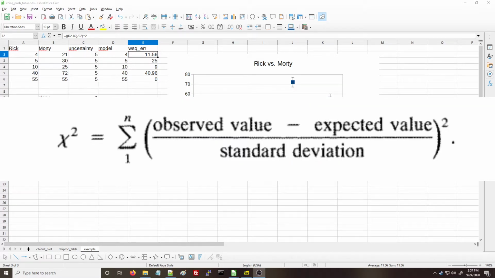This is the chi-square formula. Now, because we are dividing by the standard deviation or uncertainty, that means that data points that are more uncertain will have less weight in the overall sum.